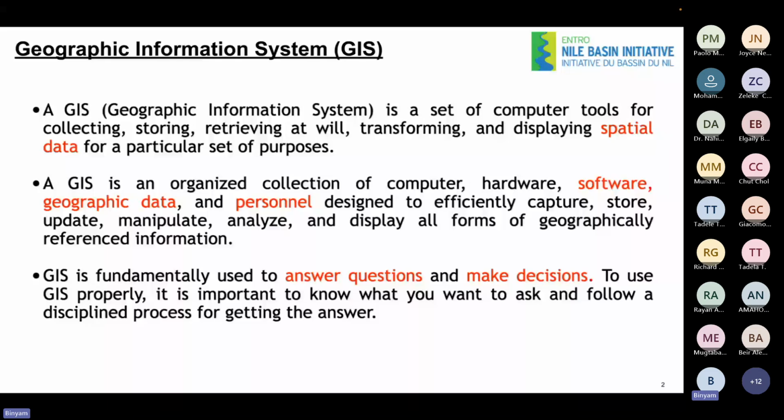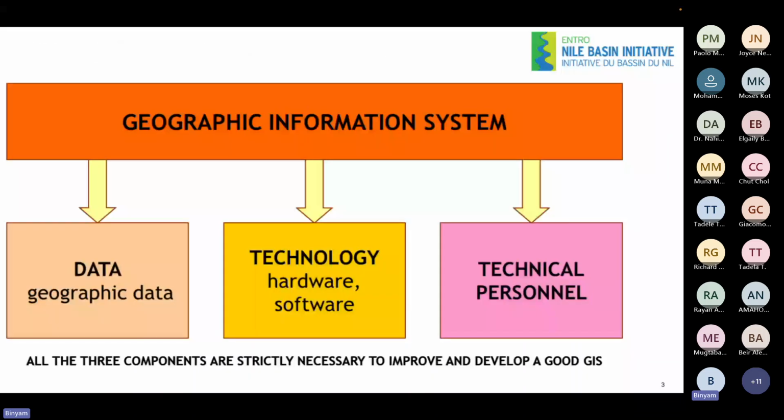So there is always an input and an output. The input is geospatial data, there is a process in the middle, and finally we get some output. And we use that for decision making. That's why, as you see at the bottom, GIS is fundamentally used to answer questions and make decisions. So it comprises geographic data, hardware and software, and technical personnel. This combination is what makes it a system. All of these components are strictly necessary to develop a good GIS.